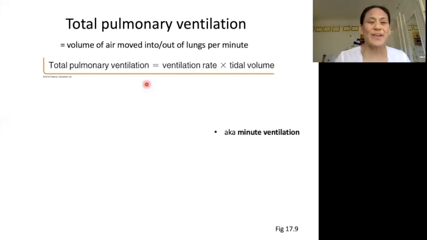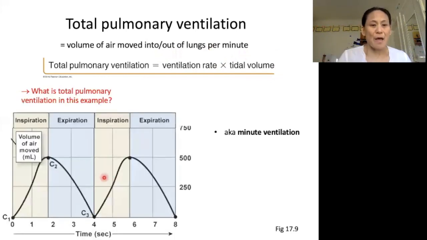Hopefully you figured out that you can calculate the total pulmonary ventilation by multiplying your ventilation rate times your tidal volume. Let's take a look at an example. You've seen this figure before. We're going to take this figure and calculate the total pulmonary ventilation. Also, I forgot to mention, total pulmonary ventilation is also known as minute ventilation. So go ahead, hit pause, and calculate that total pulmonary ventilation.